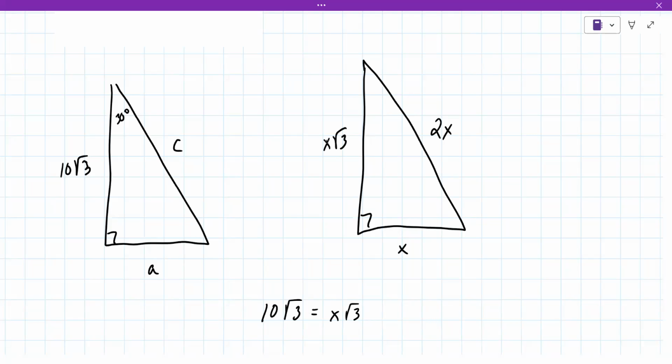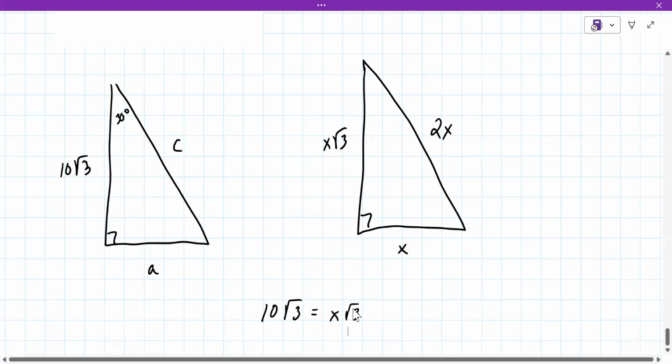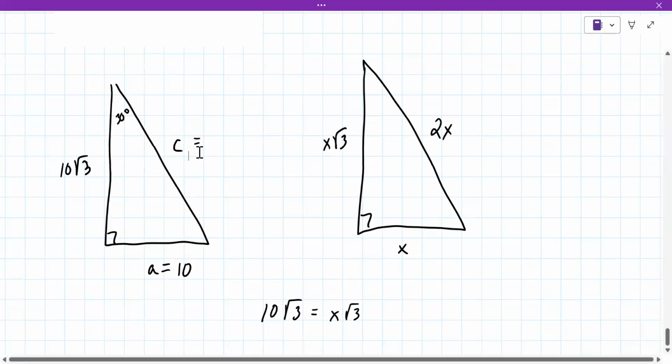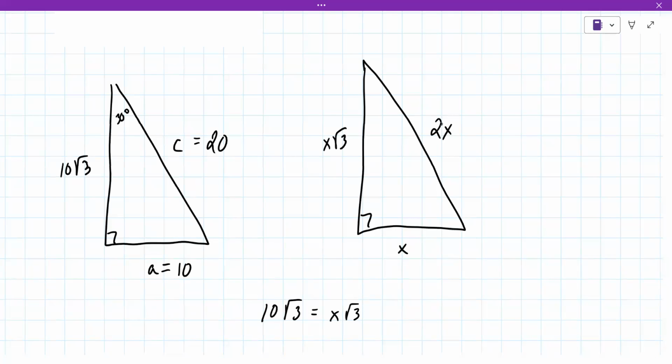Okay. And then what does x become in this problem? 10. So that means that A is really 10, and what is C? How do you go from the short leg to the hypotenuse? It is 20. Very good.